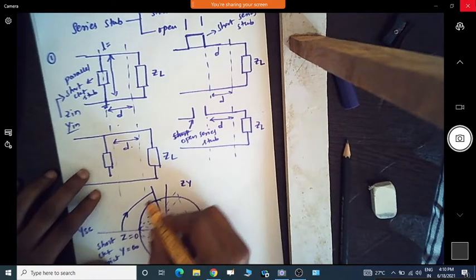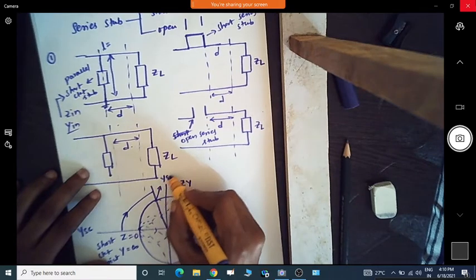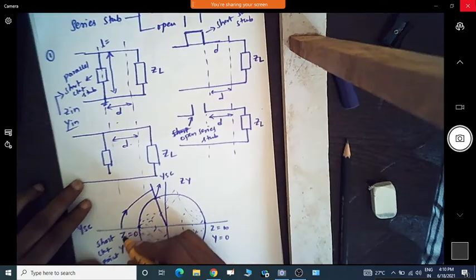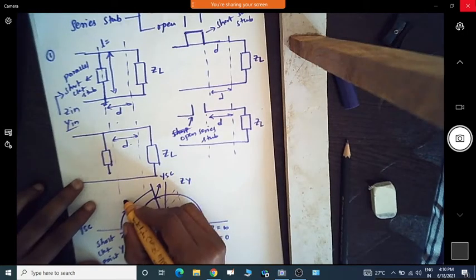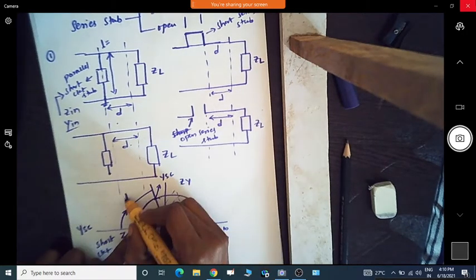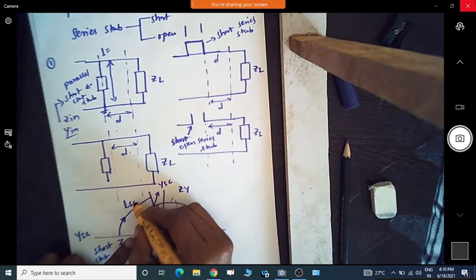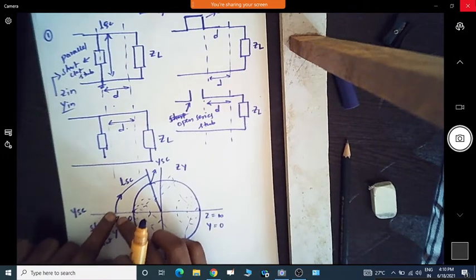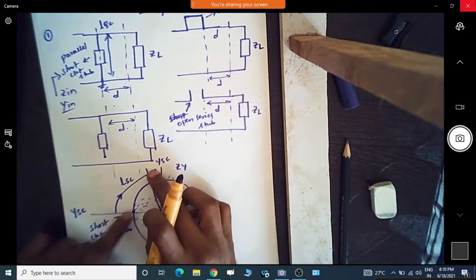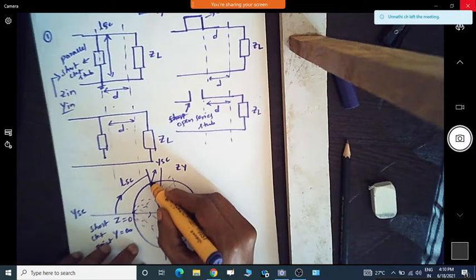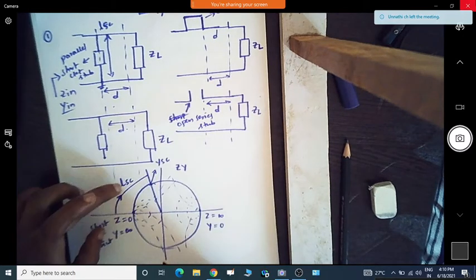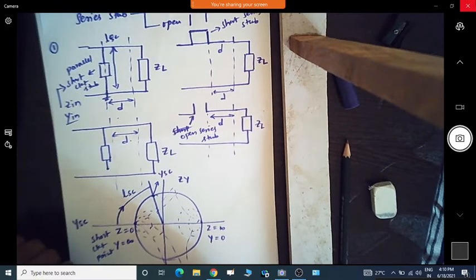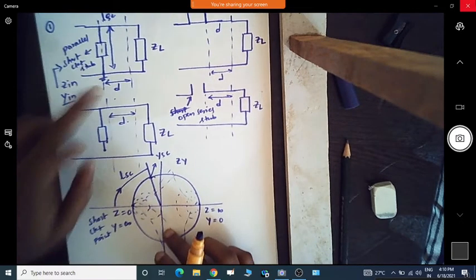Okay, so now you can read what is the value of the susceptance offered by this parallel stub. We can also call this the length of the short circuited stub. Now this is the length. You have to move from the short circuit point to the corresponding length, and you can read at this point what is the susceptance offered by the parallel stub, or short circuited stub.